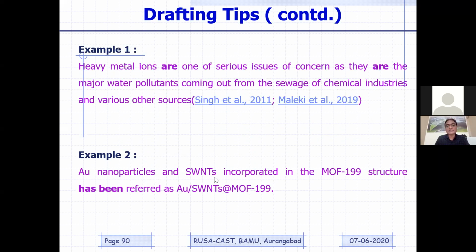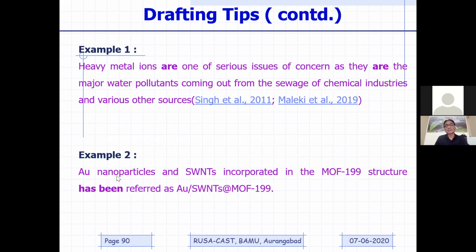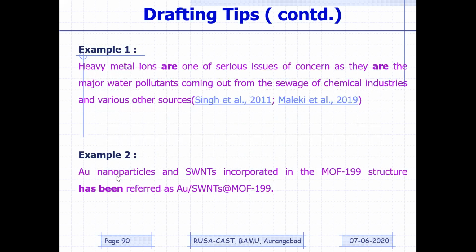Eu nanoparticles and SWNTs incorporated in this and this structure has been referred to as this and this. So this is an example of simple present tense. This is an example of present perfect tense. So this is how we have to be very careful.